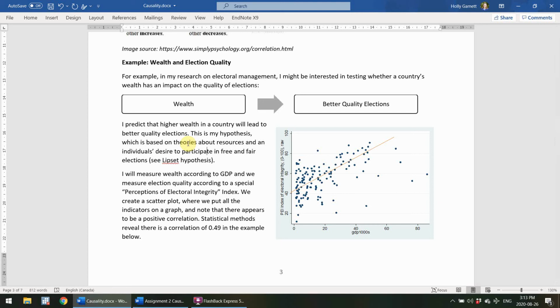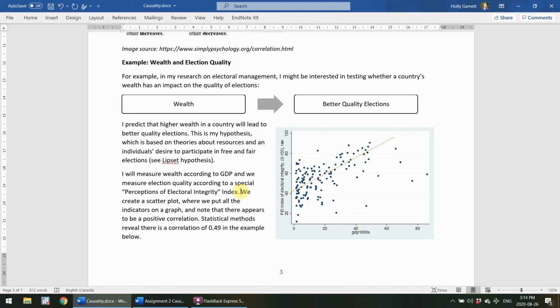We often call this the Lipset hypothesis or the modernization hypothesis, the idea that as a country gets more wealthy, there's going to be more of an expectation that they have a say in politics, and so the quality of the democracy will improve. Okay, so I decided I was going to measure wealth according to GDP, gross domestic product, and measure election quality according to a perceptions of electoral integrity index, essentially an index looking at how high quality the election was.